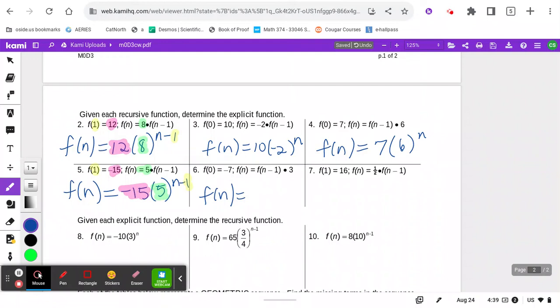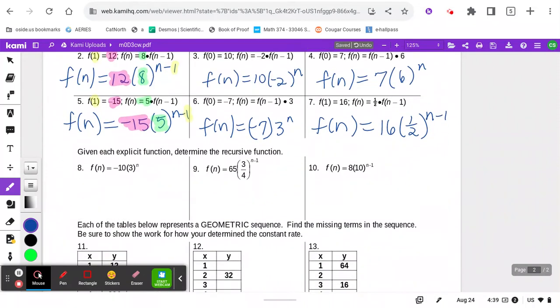A function that begins at negative 7. Do you want to put a parentheses around that? Does that make you feel better? Do it. All right, and then to the power of n. n minus 0 or n would work there. F of n equals begins with 16, multiplying by a half to a power of n minus 1.